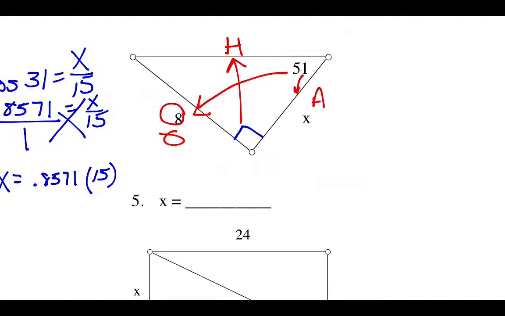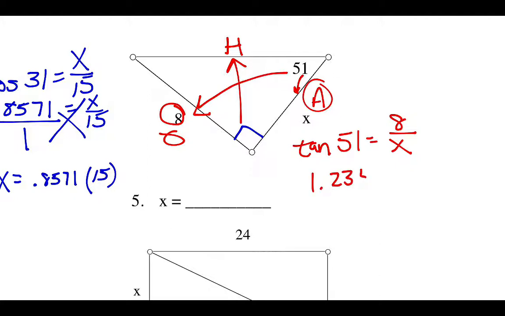So what I'm looking at is the opposite side and the adjacent, and that's a tangent relationship. So the tangent of 51 should equal the opposite side 8 over the adjacent side of x. Same idea. The tangent of 51 is approximately 1.2348, and that should equal 8 over x. Here's why I like to think of over 1, because 8 times 1 is 8, and then 1.2348 times x is just that times x.